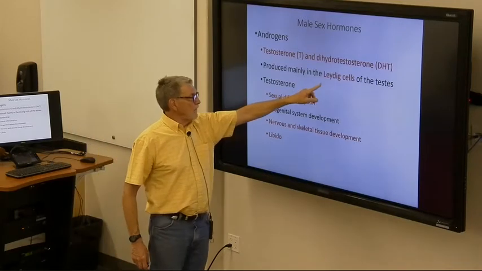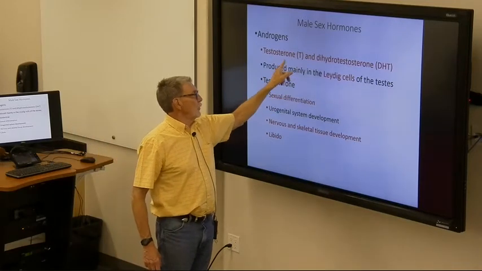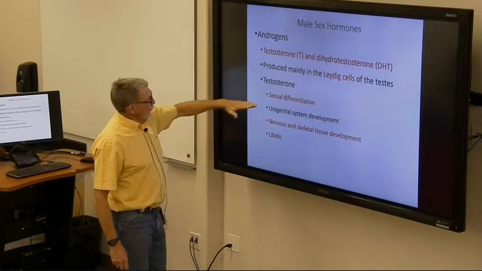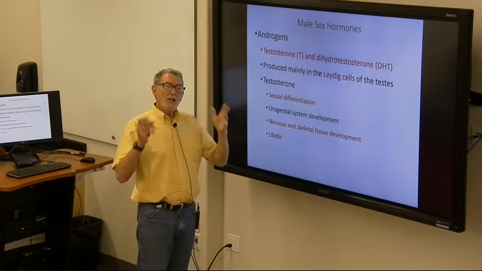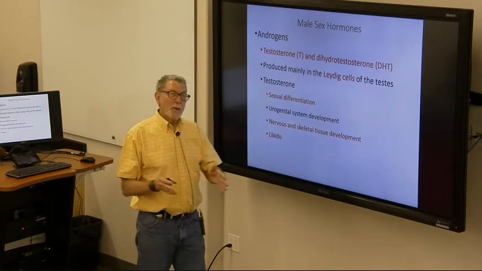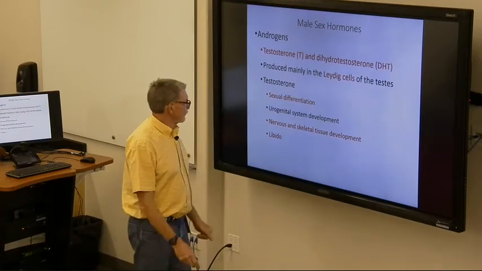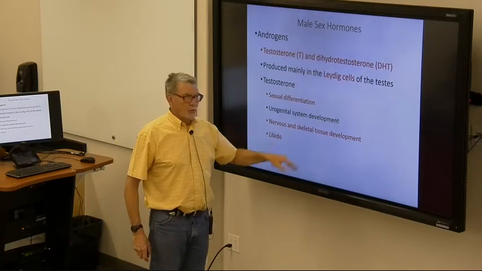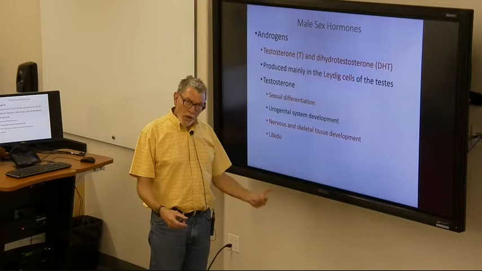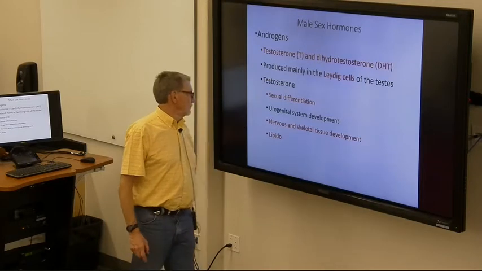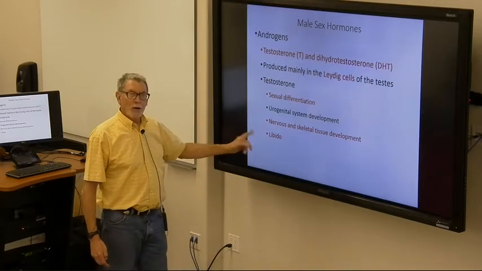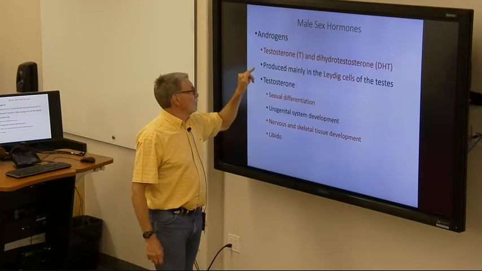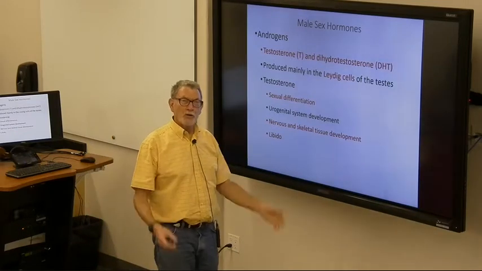Produced in Leydig cells, they produce testosterone, which converts to dihydrotestosterone. It causes sexual differentiation. It's required for the male to become a real male. It also affects nervous tissue, skeletal muscle, bone, red blood cells, and libido in males and females. The desire to have sex is actually produced by testosterone in both males and females.